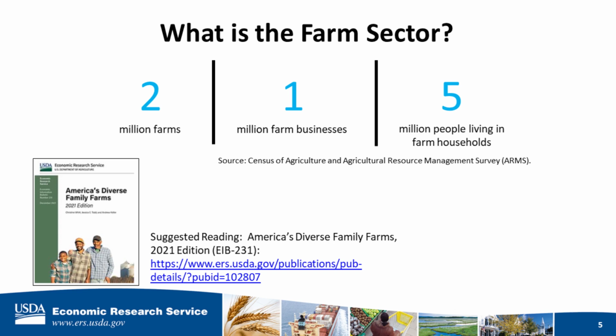So what do we mean by the farm sector? How are we defining it? According to the 2017 Census of Agriculture, there are 2 million farms in the U.S., and they operate 900 million acres of land. According to the Agricultural Resource Management Survey, ARMS, about half of these farms are what we call farm businesses. So these are larger farms, plus those farms where the principal operators' primary occupation is farming. These farm businesses account for about 90% of the sector's total production. Also, about 5 million people live in households that are connected to a farm.